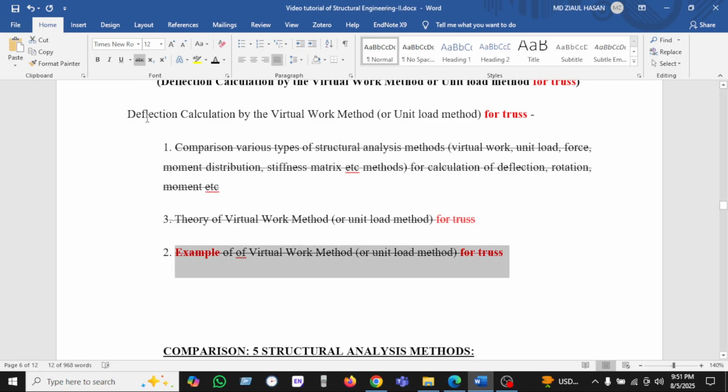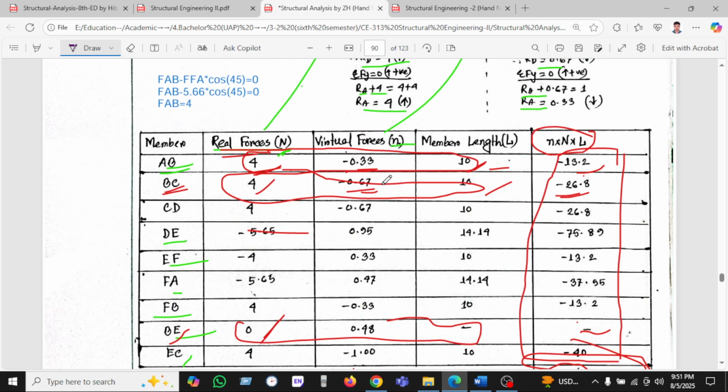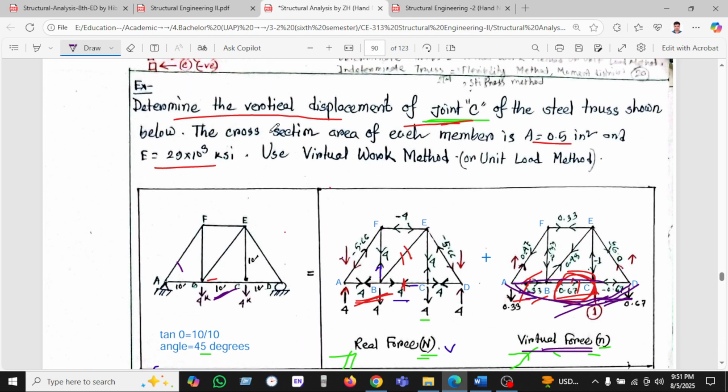So that is the summary of this example. If you have any question, then let me know. I'm summarizing again: we determine the virtual work displacement at C. This is the point C. We have to calculate the deflection, and then see what will happen.